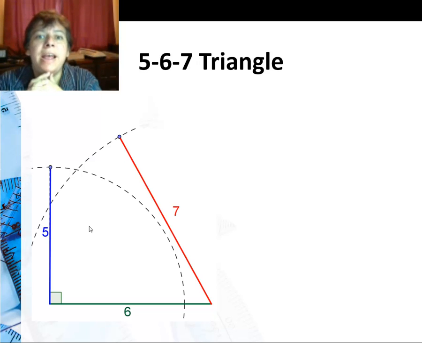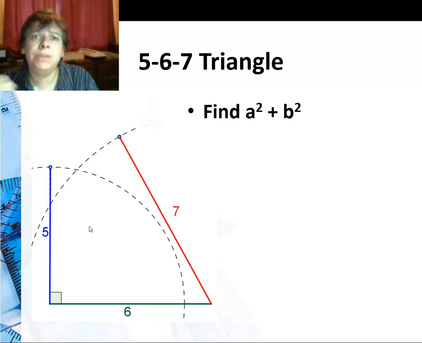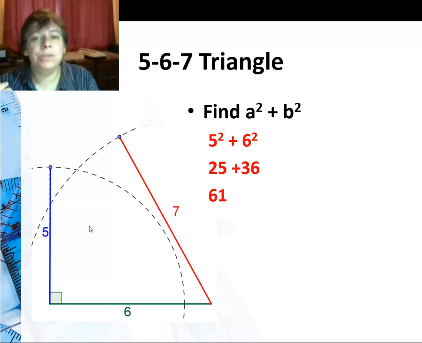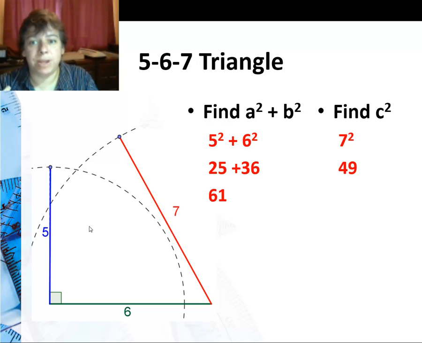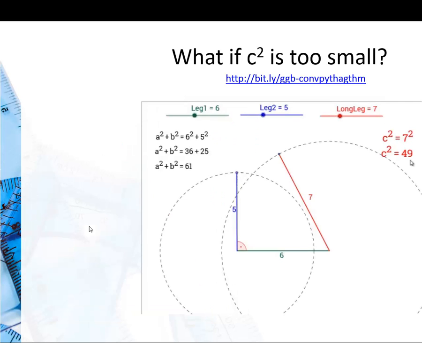Now we're looking at a 5, 6, 7 triangle. So the legs are a little bit longer for the short sides. I'm still going to find a squared plus b squared, which would be 5 squared plus 6 squared, 25 plus 36, which is 61. I'm still going to square the longest side, which is a 7, so I get 49. So in this case, you can see that 49, the c squared, is smaller than the a squared plus b squared. What does it mean when c squared is too small?